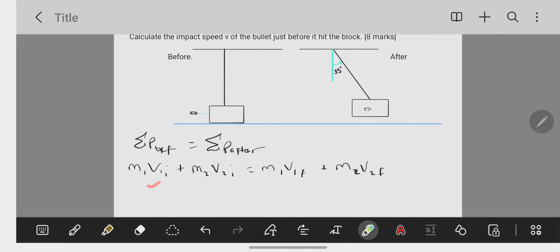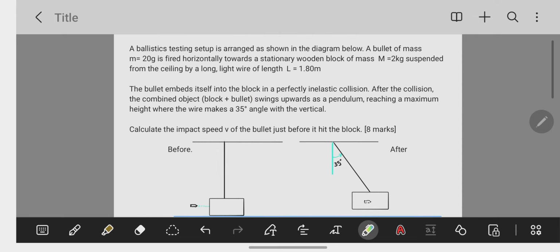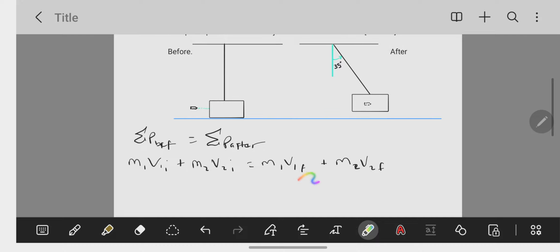So this is what we are looking for, the velocity of the bullet before the collision. Now we know the velocity of the block before the collision is 0 since it is a stationary wooden block. The bullet hit a stationary wooden block, so that will be 0. But what about after the collision? They will be moving together at some velocity.